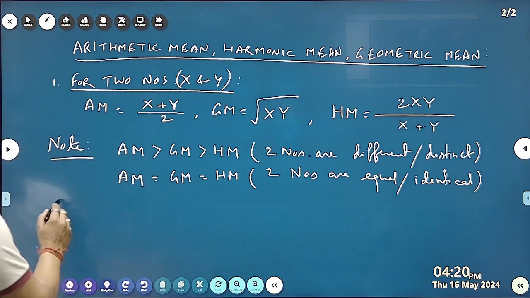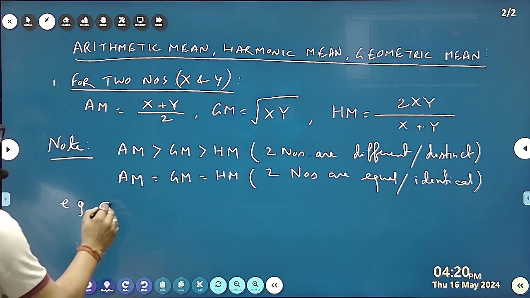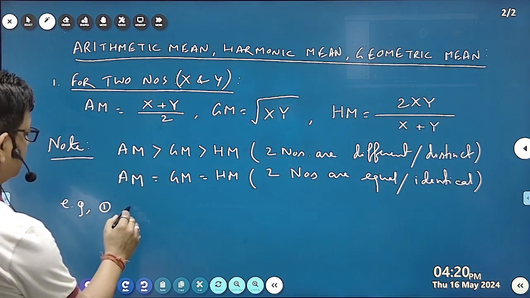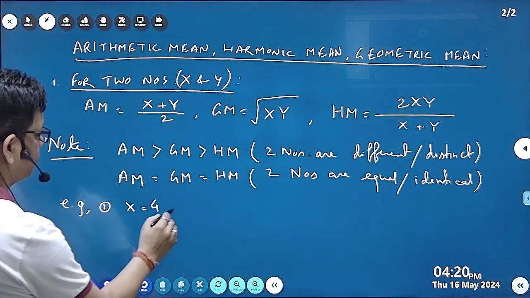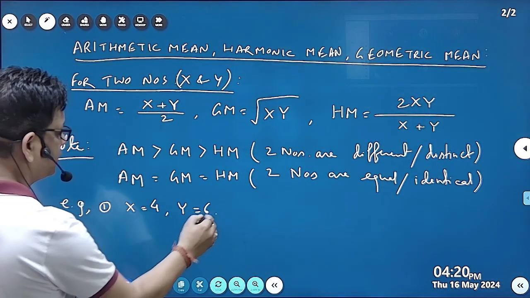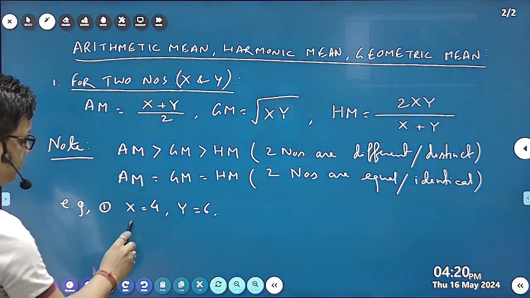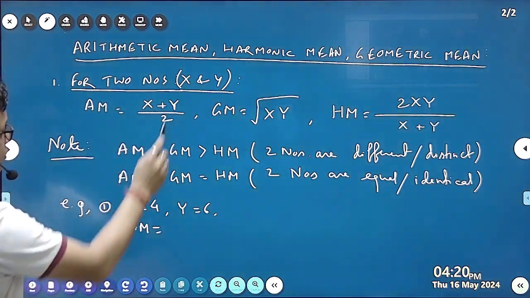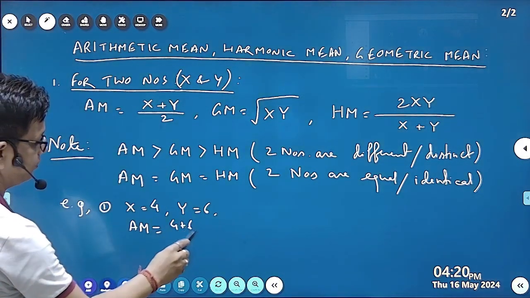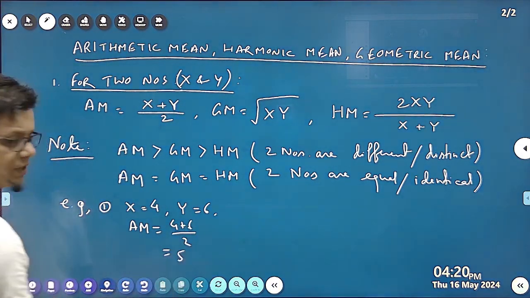Now I'll give an example. Suppose I have two different numbers, x equal to 4 and y equal to 6, just to make you understand. How to find arithmetic mean, we know already. The AM is (x plus y) by 2, so it will be (4 plus 6) by 2, which is 5.